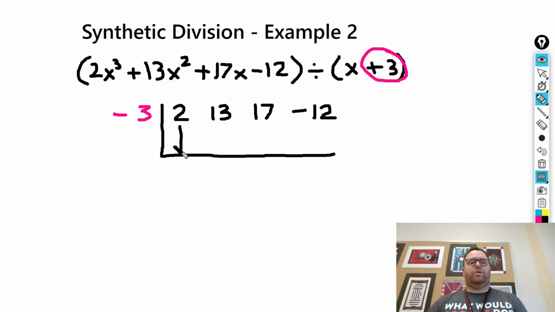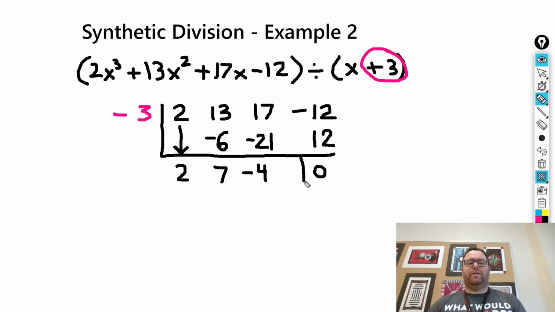Okay, we're going to bring the 2 down here. And then we're going to multiply negative 3 by 2 to get negative 6. We're going to add 13 plus negative 6. That'll give us 7. Then we'll do negative 3 times 7, which is negative 21. We'll add 17 and negative 21 to get negative 4. We then do negative 3 times negative 4. That'll give us positive 12. If we add negative 12 and positive 12, we get 0.